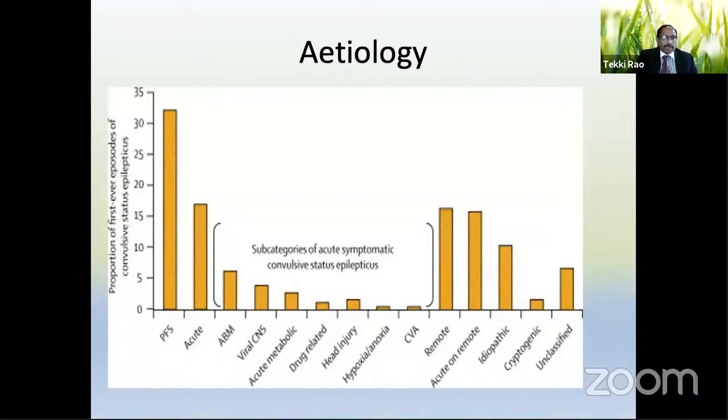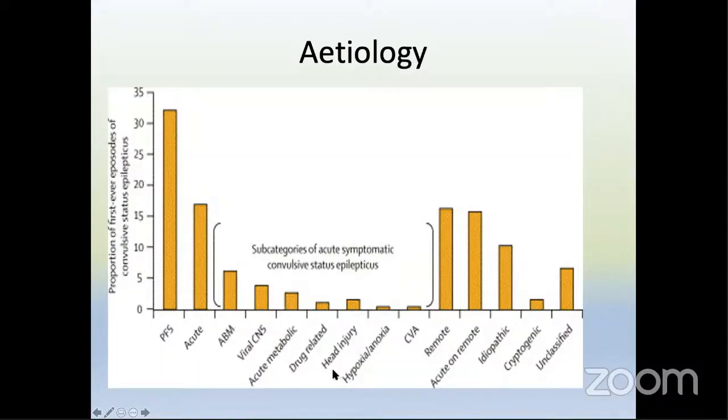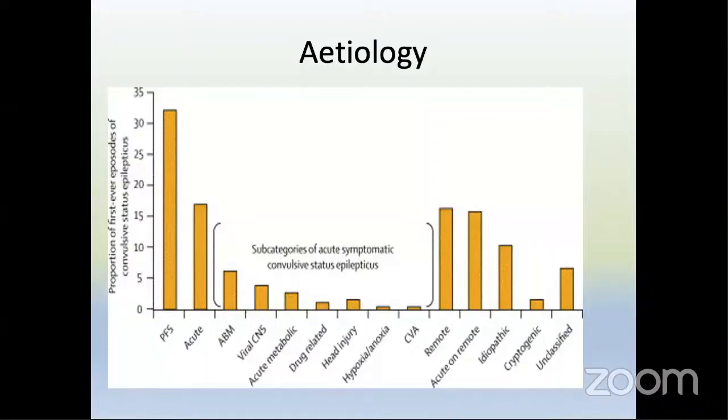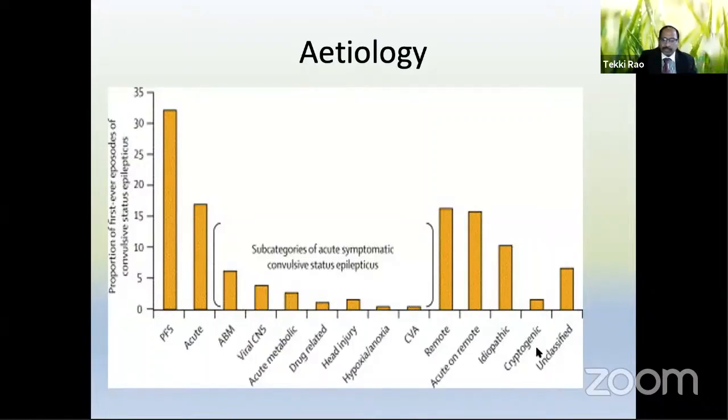There are lots of etiological factors for status epilepticus, of which the most common is prolonged febrile status. The second most common is acute symptomatic epilepsies. Acute symptomatic seizures are because of so many other causes; within this parenthesis, you could see acute bacterial meningitis, viral CNS inflammations, acute metabolic conditions, hypoxia, head injury, and cerebrovascular accidents together. Remote is when a seizure has happened more than 4 weeks ago, and it could be because of any hypoxic injury or acute symptomatic seizures. The rest of the causes are acute on remote, idiopathic, cryptogenic, and unclassified.